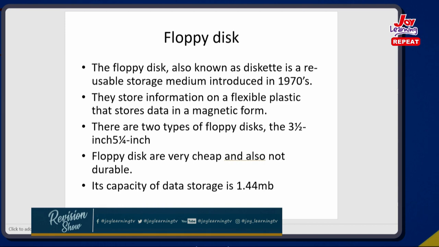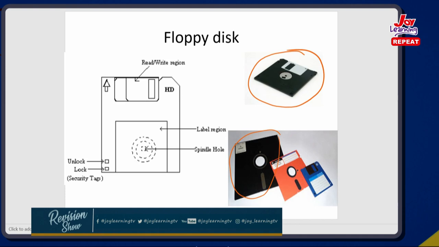Now, the floppy disk drive stores information on a flexible plastic that stores data in a magnetic form. Now listen, the floppy disk drive stores information in the magnetic form. The CD-ROM stores information in the optical form, or using laser to store information. So we have examples of the floppy disk drive here.